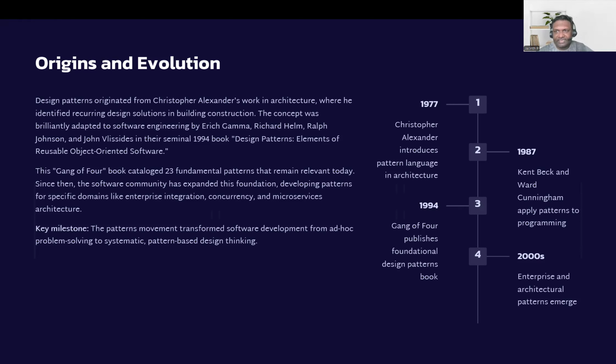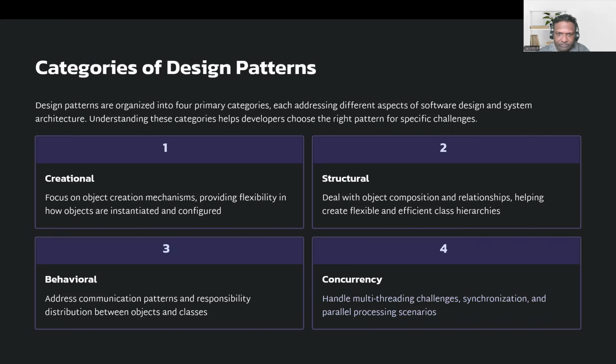Let us look at the different categories of design patterns. Primarily, they fall into four categories. Creational, how objects are created, an example is factory method. Structural, how classes and objects are organized. Behavioral, how objects interact. Concurrency, how we handle multi-threading and parallelism. Each category addresses a different dimension of software complexity, like creation, structure, communication, or performance. Let's deep dive into each of these types of design patterns, starting with creational patterns.